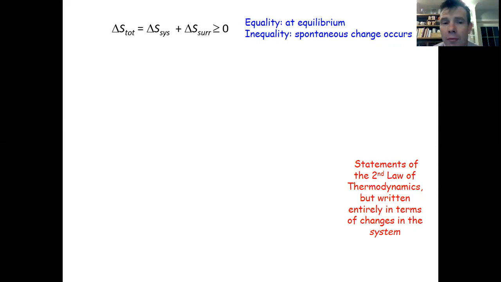This is the second law of thermodynamics. Delta S total is equal to delta S of the system plus delta S of the surroundings, and I know that it is greater than or equal to 0. Again, when the system's at equilibrium, it's equal. When the inequality is in place, a spontaneous change occurs.